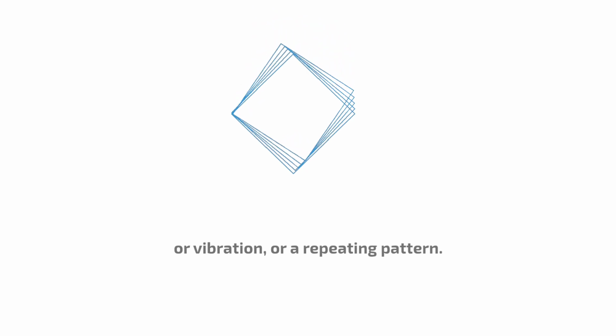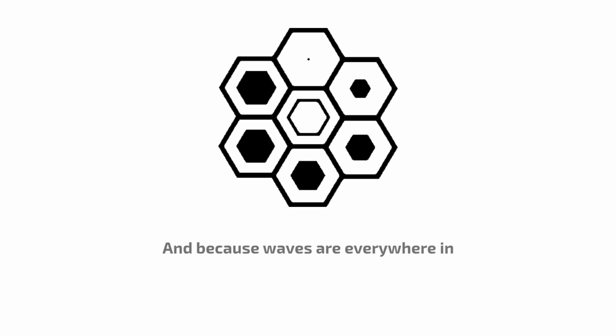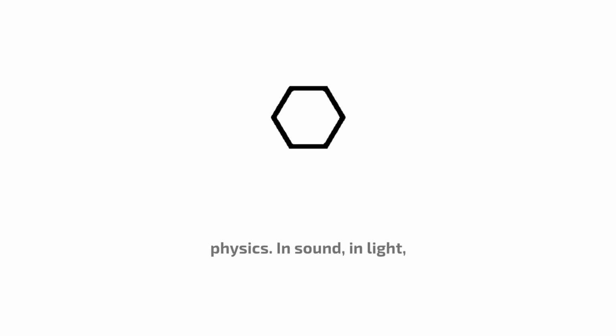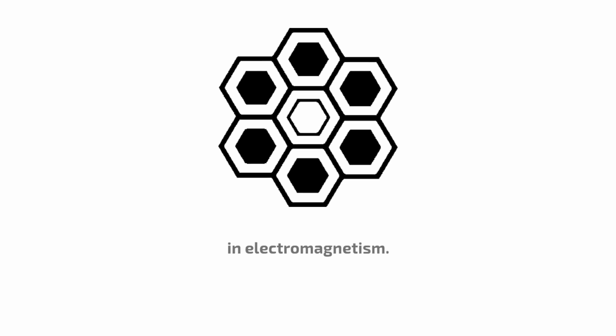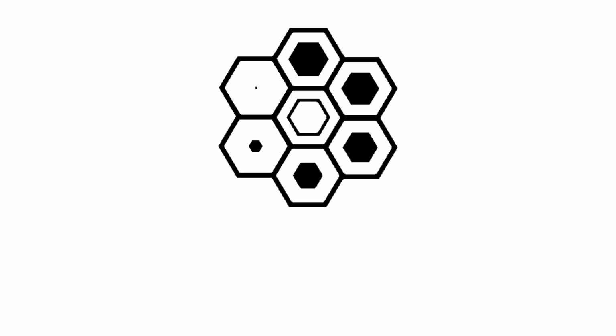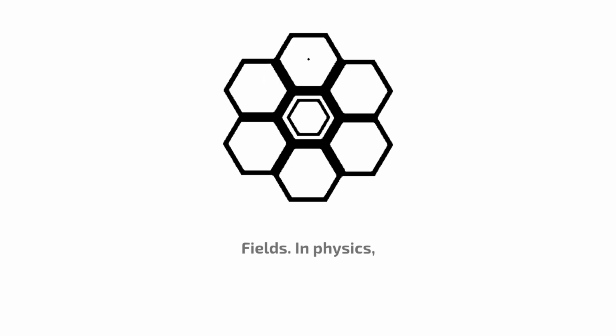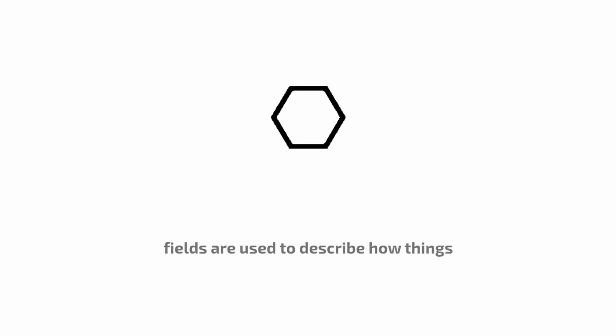So whenever there is a wave or vibration or repeating pattern, there is almost always going to be some trace of pi. And because waves are everywhere in physics, in sound, in light, in quantum particles, in electromagnetism, pi ends up being everywhere too. Let's move to another big area, fields. In physics, fields are used to describe how things like gravity and electricity affect space.